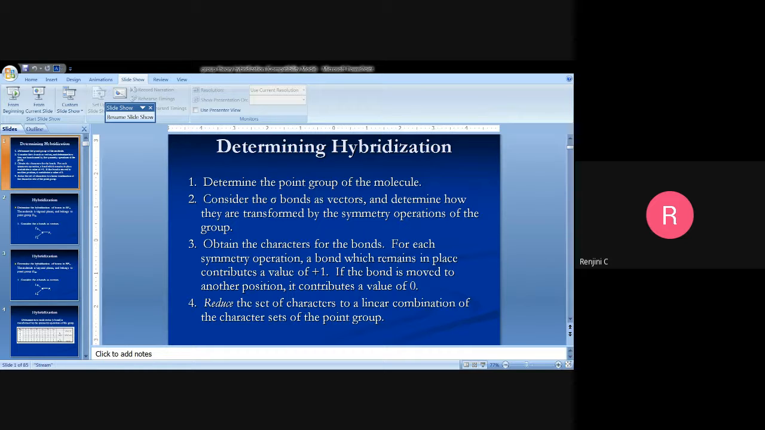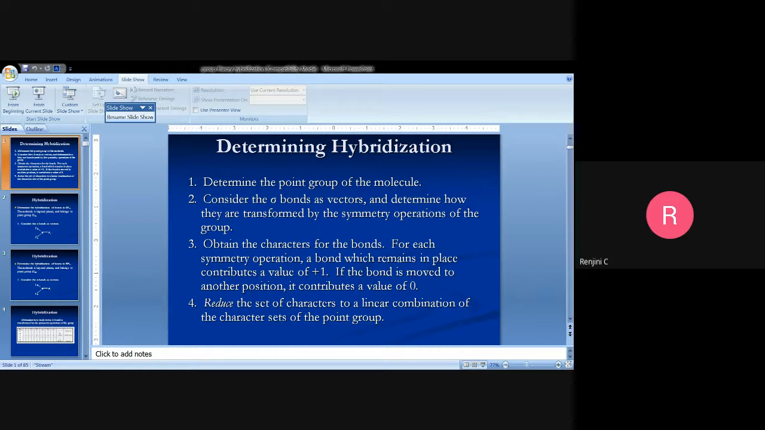And the first operation is the identity operation E. Identity operation means doing nothing. That is, we are doing nothing on the molecule. That is, the molecule will remain as such. On doing E, none of the bond vectors are shifting their positions. They will remain as such, and the number of unshifted bond vectors will be equal to 3.